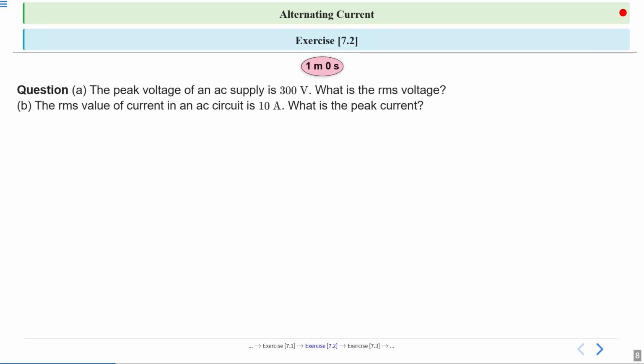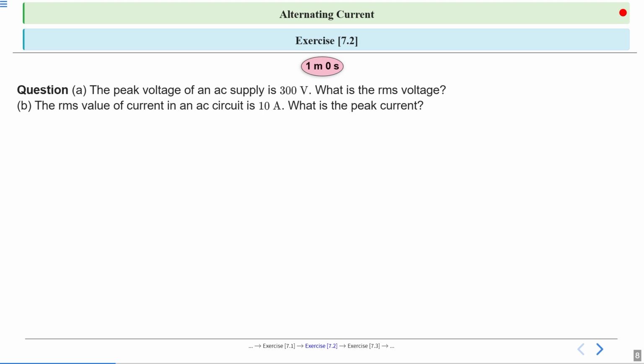Next, exercise 7.2. A part: the peak voltage of an AC supply is 300 volt. So the peak voltage is given, and you have to calculate the RMS voltage. We can calculate it, as we know the relation between RMS and peak value of voltage and current.